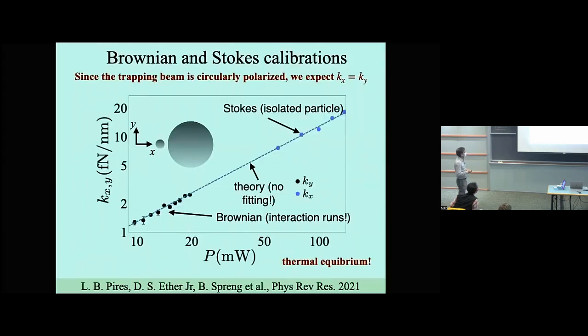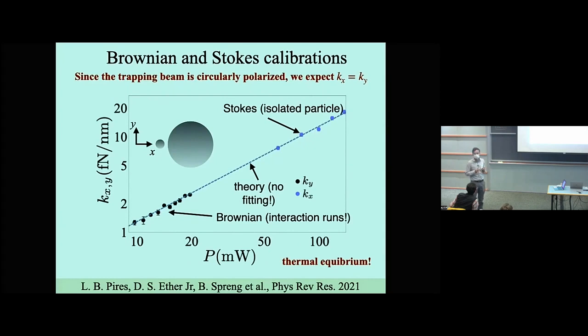Now, these are the results, these black points here. These black points are for when the spheres are close together, only that we are not measuring the Brownian fluctuations along X, but instead we measure the Brownian fluctuations along Y.